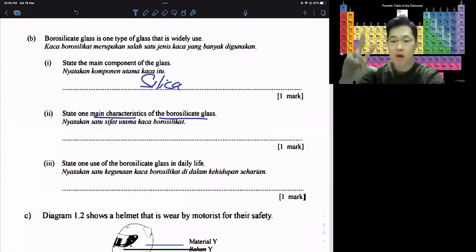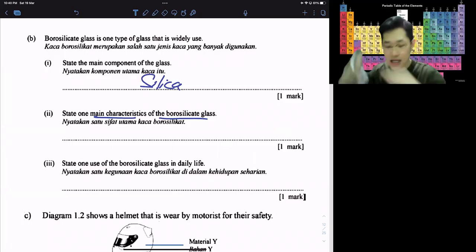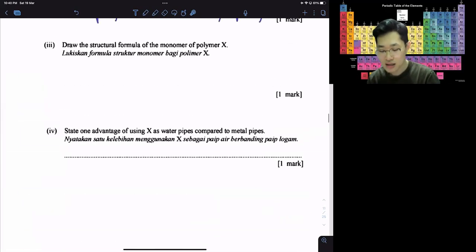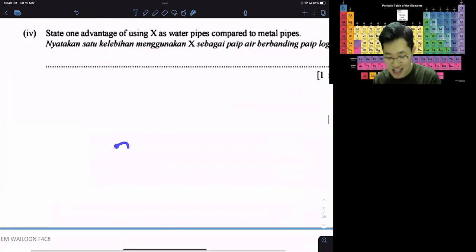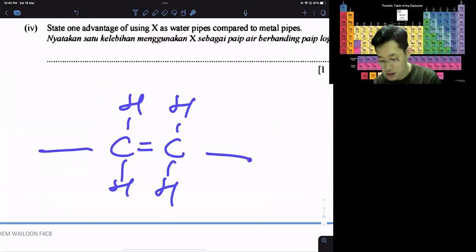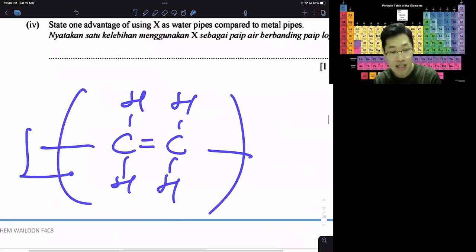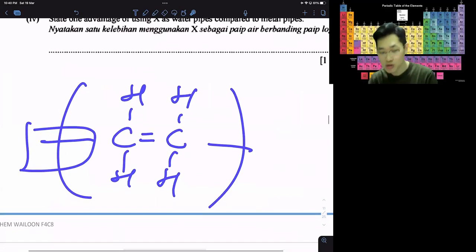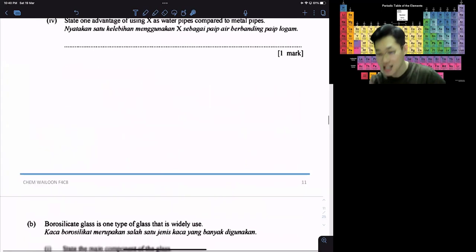Polymer, whenever it is a polymer, like ethene we call it polyethene, because when it opens up the double bond, it's actually empty. You don't add H, so it's still called ethene.